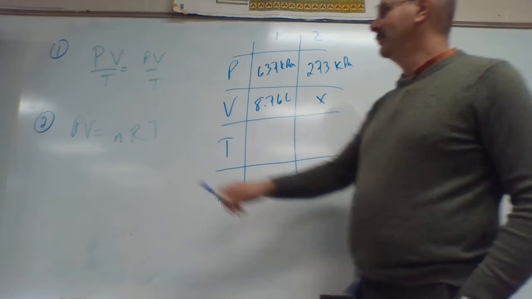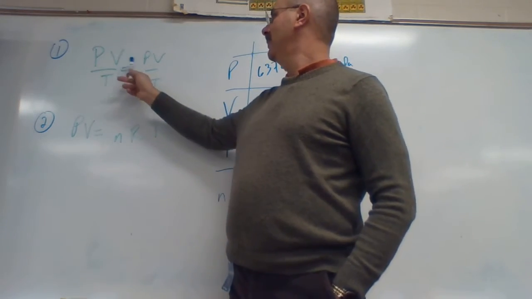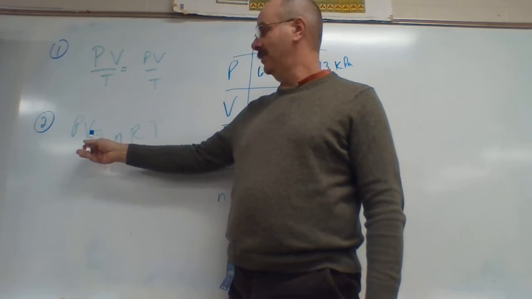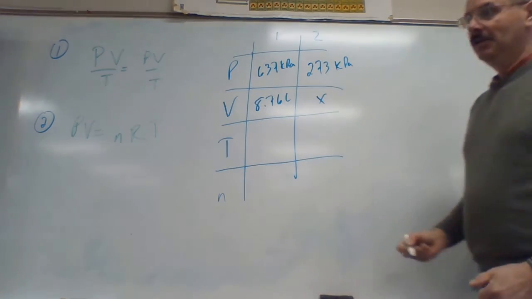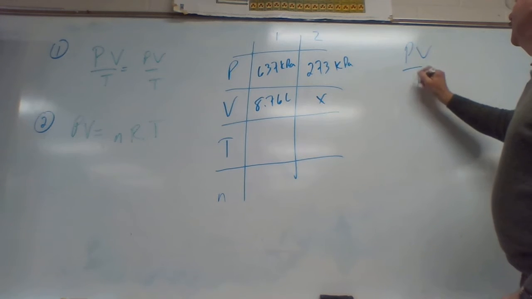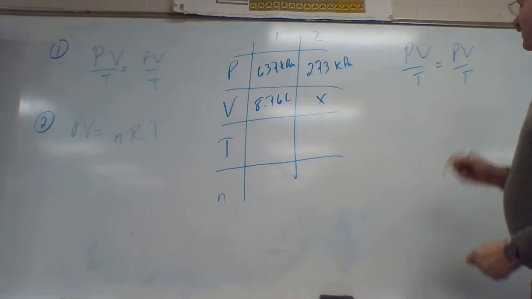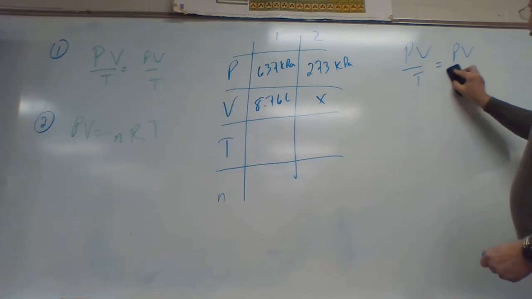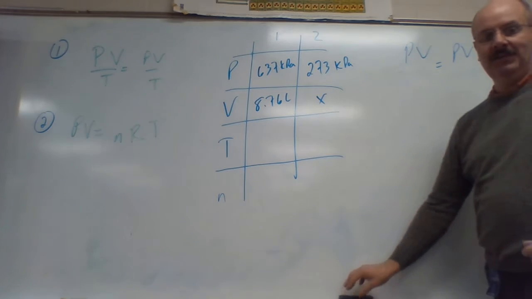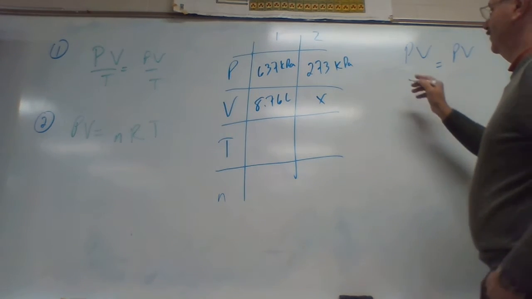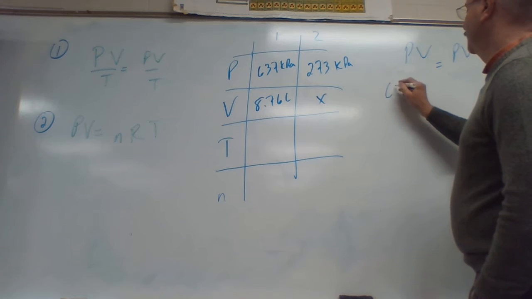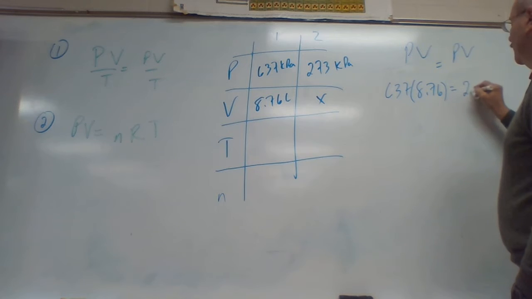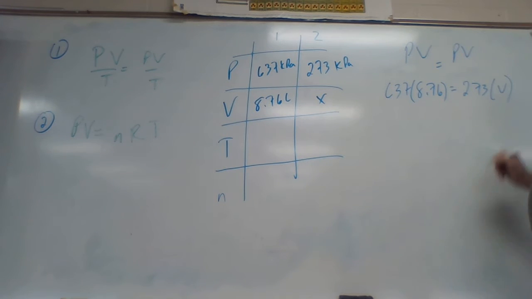There are 2 of them, so that means it's equation number 1. We have 2 pressures and volumes. It's not equation number 2 because that one only has 1 pressure and volume in it. So we're using the first equation, PV over T equals PV over T. We're not going to use T, because T is out of the equation, so we really just have PV equals PV. Now we put stuff in: pressure 637 times the volume 8.76 equals the new pressure of 273 times V.